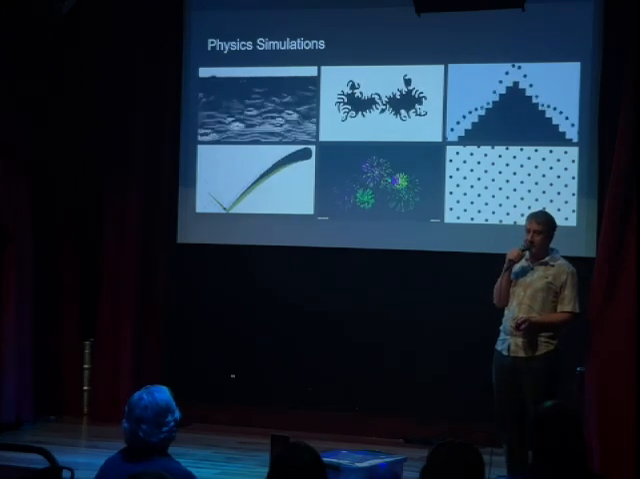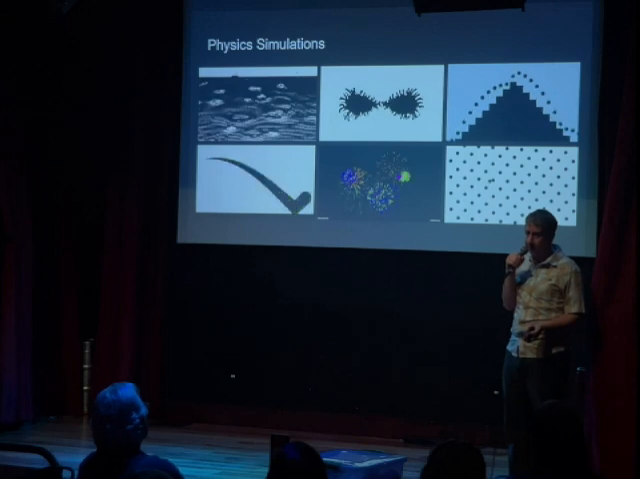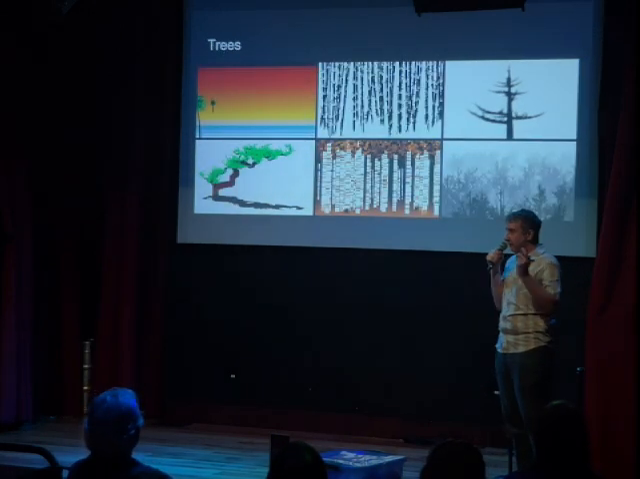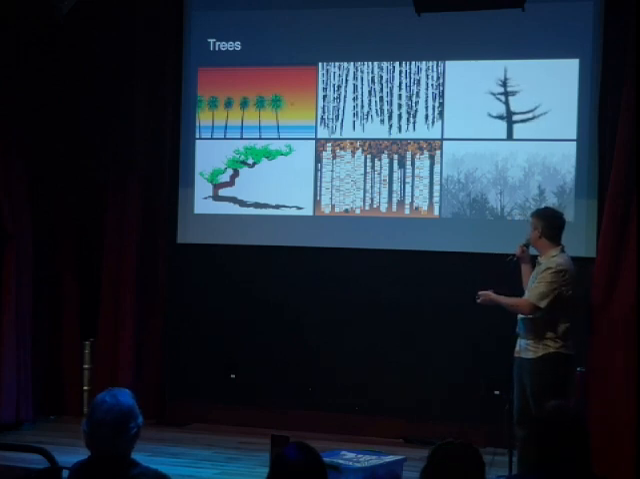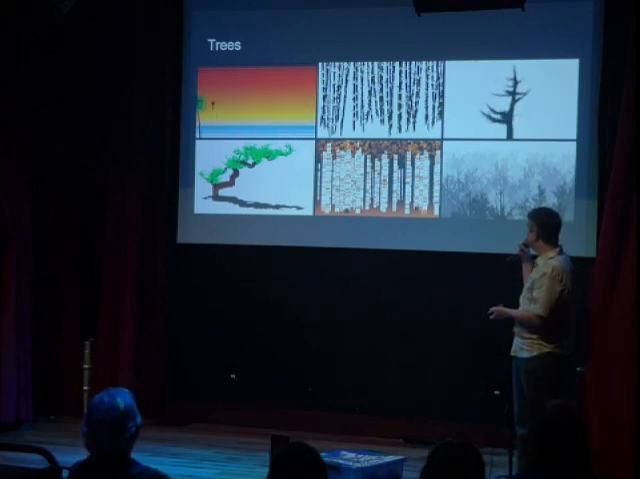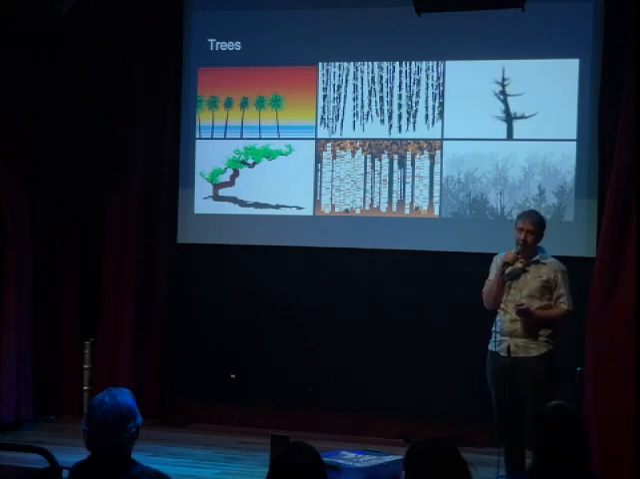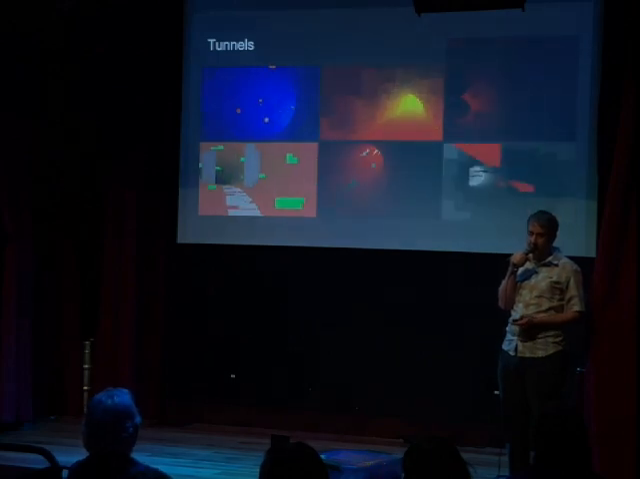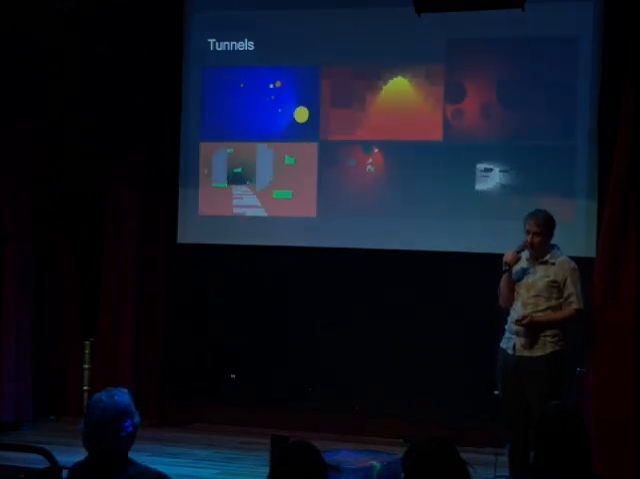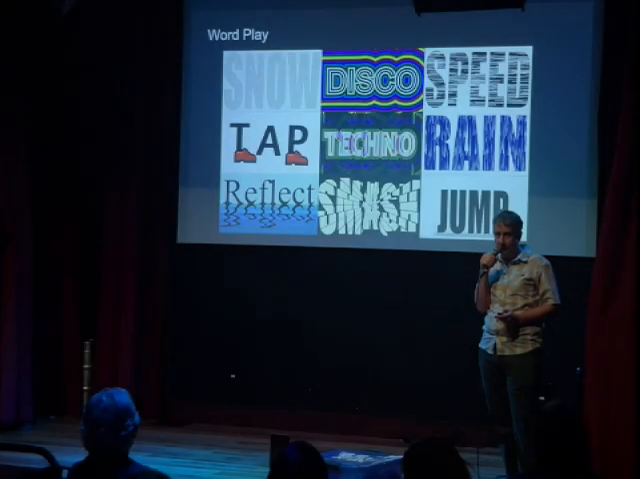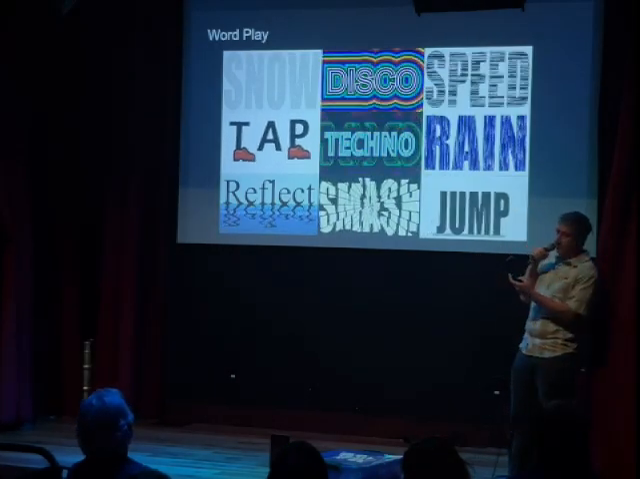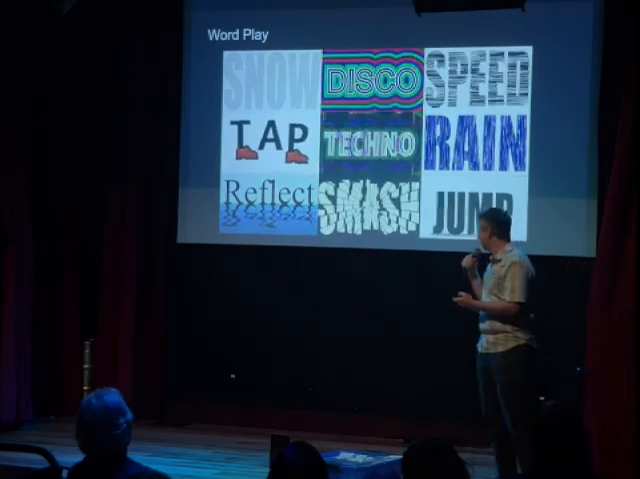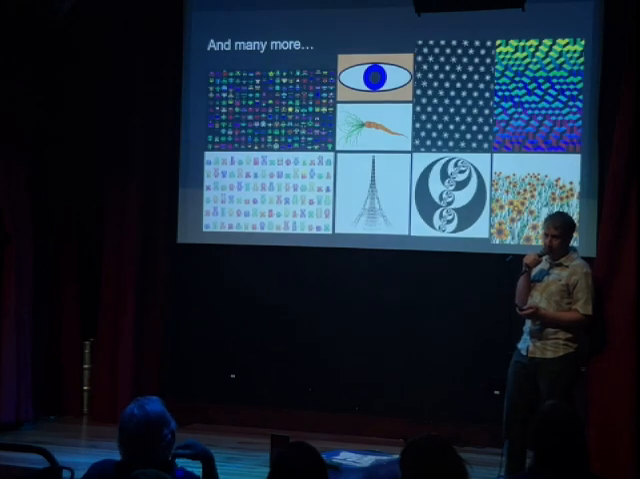Different kinds of physical simulations like water or bouncing or organic type stuff, particles, fireworks. All different kinds of trees. These are all drawn completely differently, whether it be a bamboo tree or a 3D tree or a palm tree. Geometric and mathematically inspired designs, tunnels. We've seen a lot of tunnels, and this is a cool thing you can do. I've done a whole bunch of ones that are a word and then doing something weird with that word, because I just thought it was a fun, silly thing to do. And many, many more.